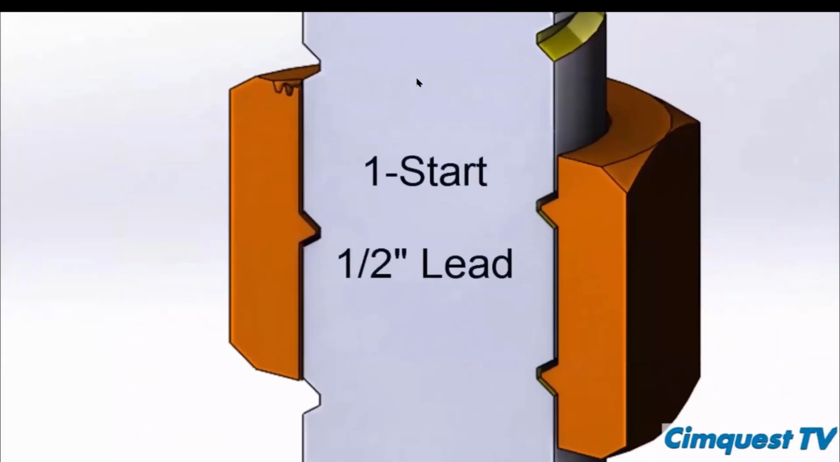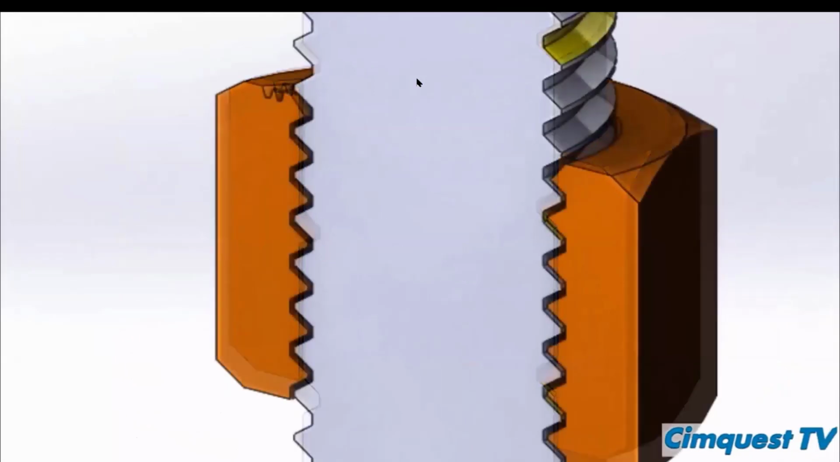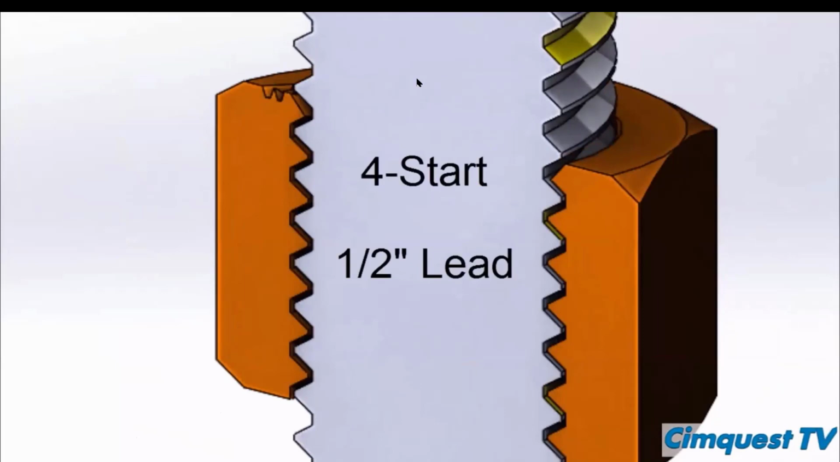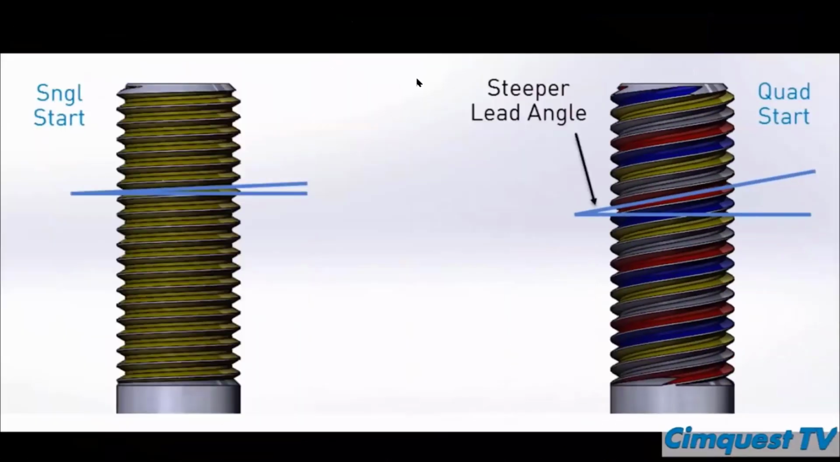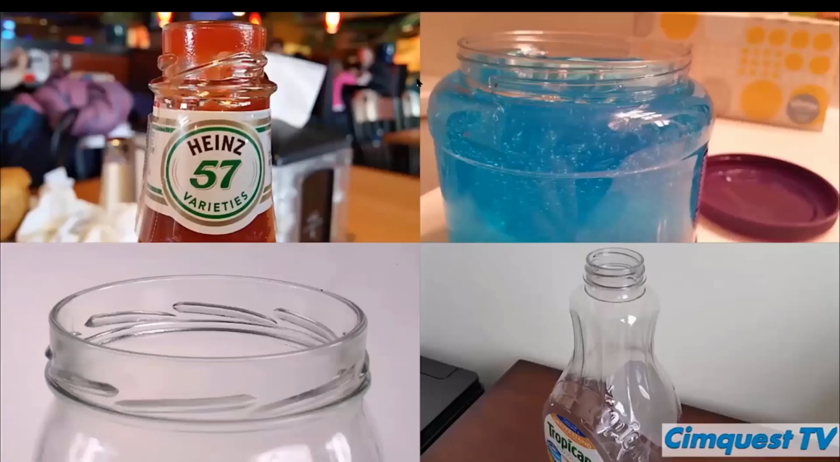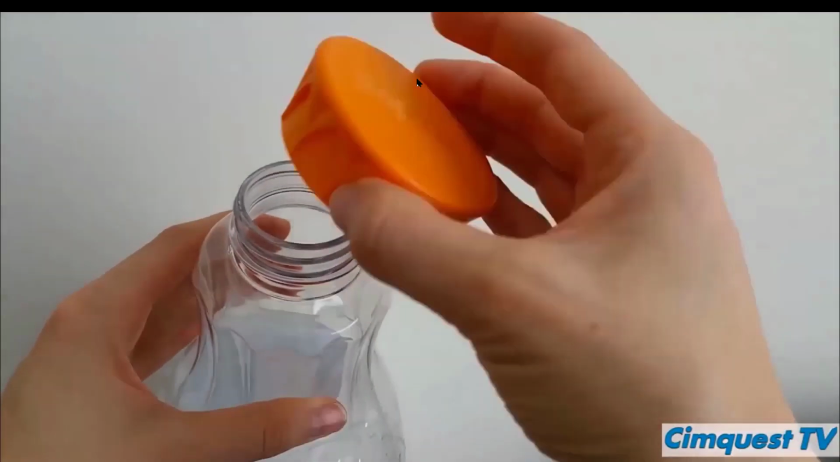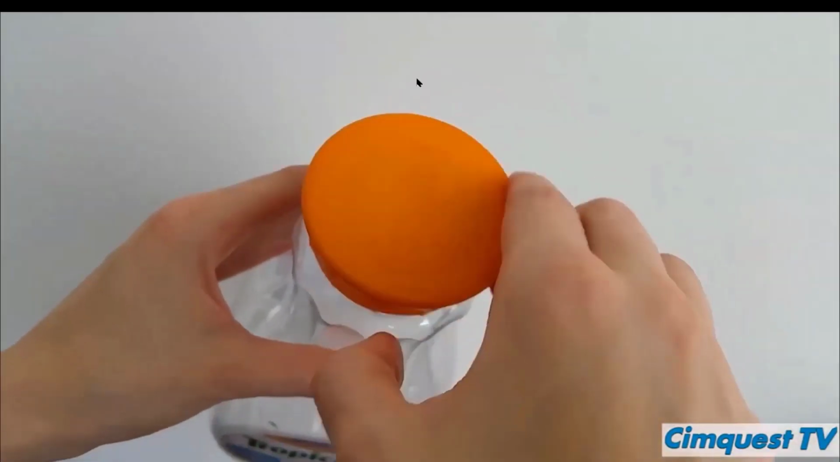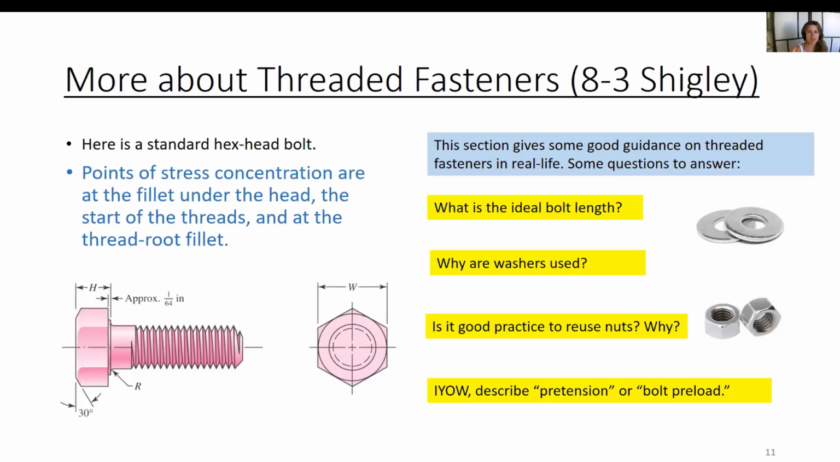Another design advantage of a multi-start thread is that more contact surface is engaged in a single thread rotation. In addition, because the lead angle is steeper, less force is required to fully tighten one part onto another, like a cap or lid on a container. Therefore, consumer products that require a tight seal often have threads with multiple starts. So it shouldn't be too hard for you to find something around the house that has multiple threads.